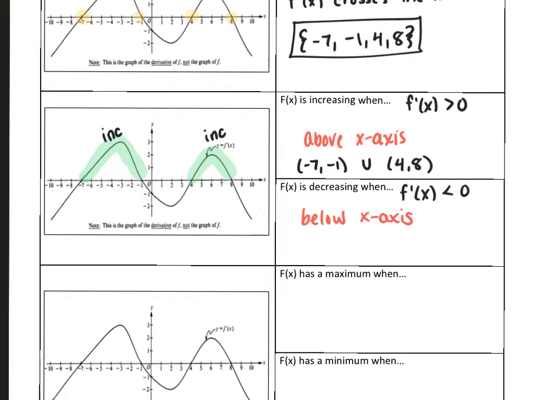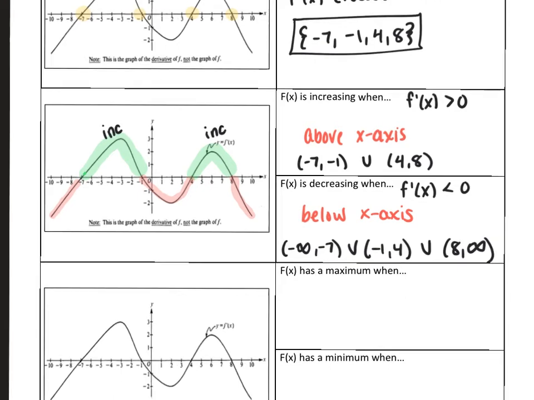Then I'm going to use red to show where it's decreasing, which is below the x-axis. So it's going to be decreasing here, and here, and here. We're assuming these are arrows and they're going on forever. So the first interval is from -infinity to -7, then from -1 to 4, and then from 8 to infinity. In writing, it would be -infinity to -7, union -1 to 4, and union 8 to infinity.